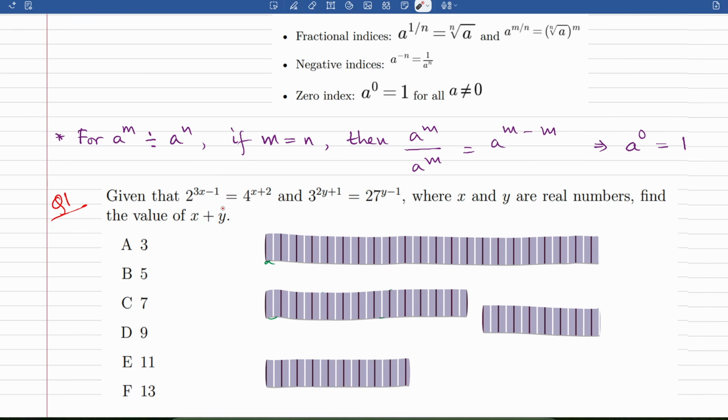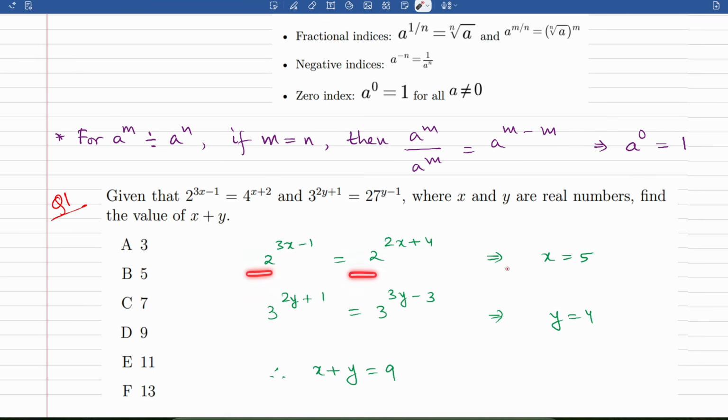Whenever you have an equation relating to indices, try to bring the base to the same number. So 2 and match 2 here, 3 and match 27 there. The solution is quite simple. Match the bases as I said, and you will get x is equal to 5. Match the bases of 3 and you end up with y is equal to 4. So x plus y becomes 9.